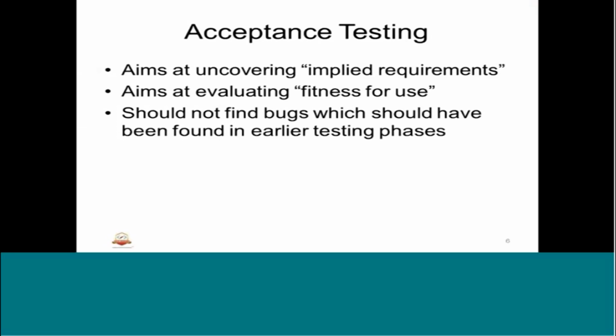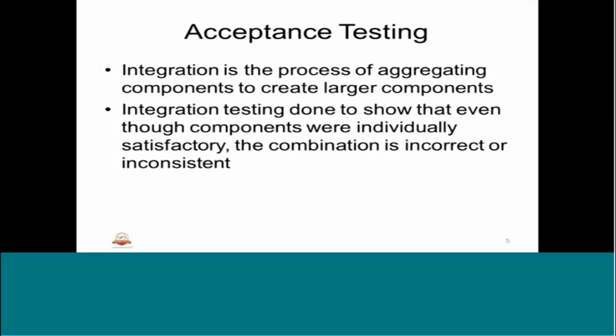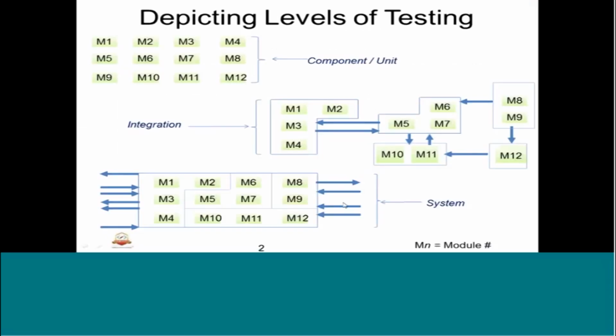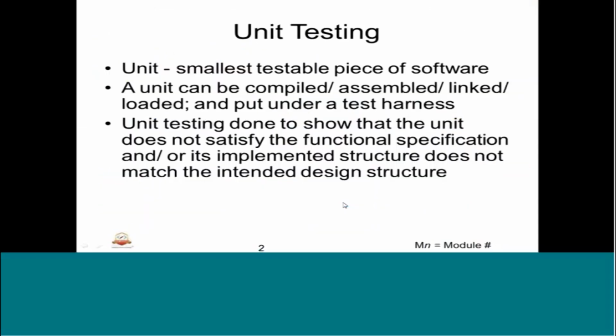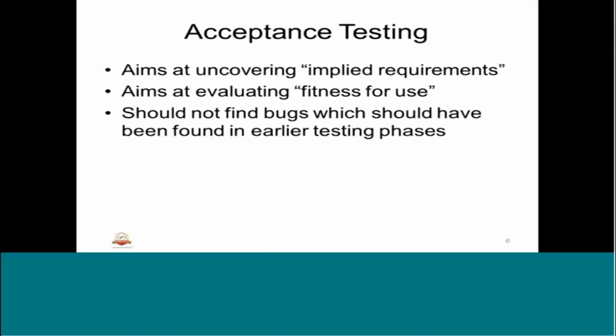Of course, I said acceptance testing is uncovering the implied requirements, aims at evaluating fitness for use. It's a very selective level. That means some of these system testing tests can be reused to make sure that the product is accepted, and definitely that should not find bugs which should have been found in the earlier testing phases. That means integration and unit testing or system testing, whatever the bugs are there, these bugs should be fixed. So acceptance testing is the last we do before we release the product.